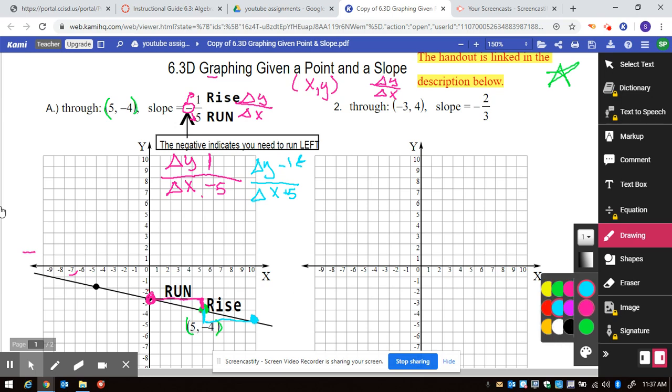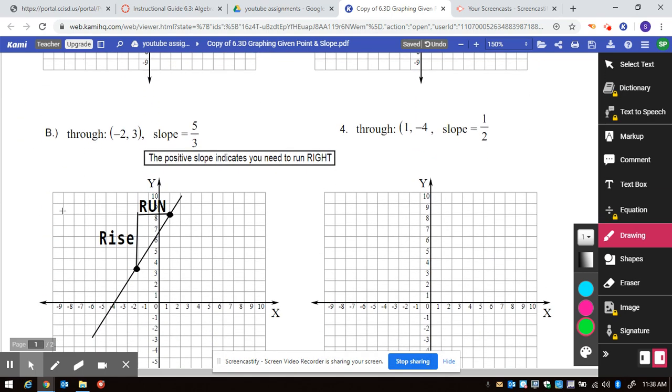Ultimately, no matter what you choose, whether you choose the negative to be with the x value or the negative to be with the y value, you have to be consistent in the way that you move with your change in y over your change in x. All of these points will match up, and then you can go ahead, connect the dots, graph your line. So now example B is a little bit easier because there's not as much to worry about.